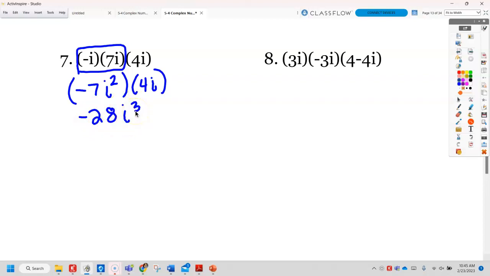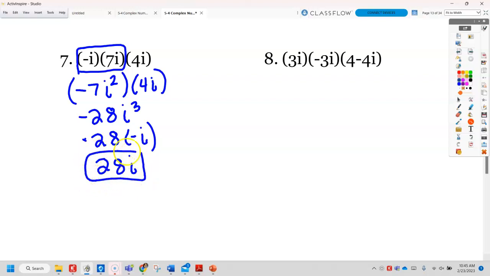Go back to your powers of i: i cubed is negative i. A negative times a negative is a positive. So we get 28i.